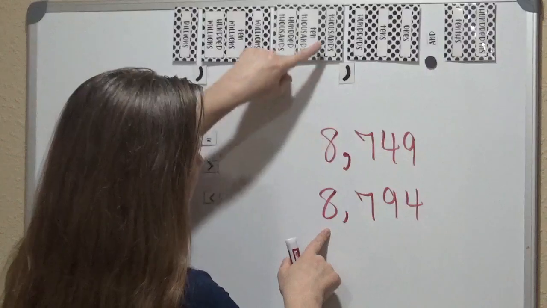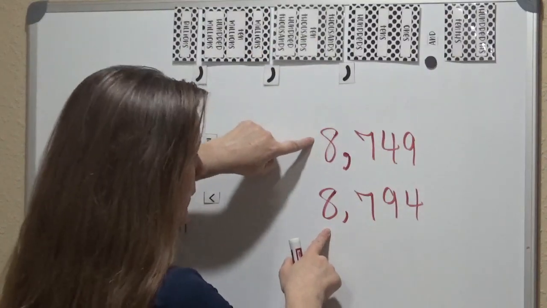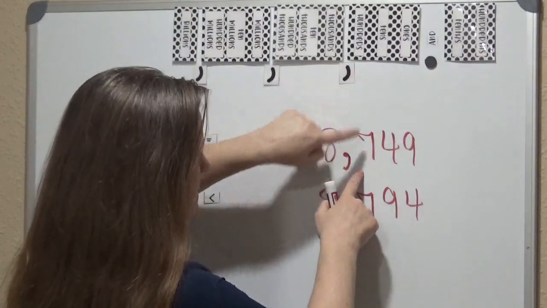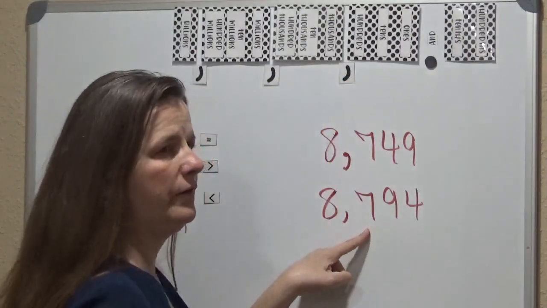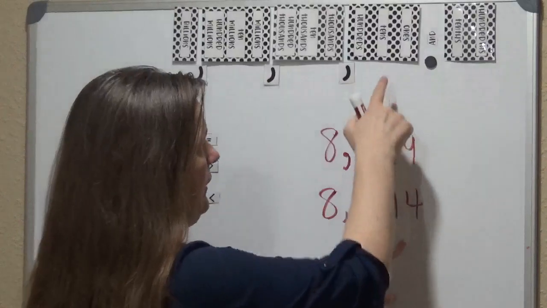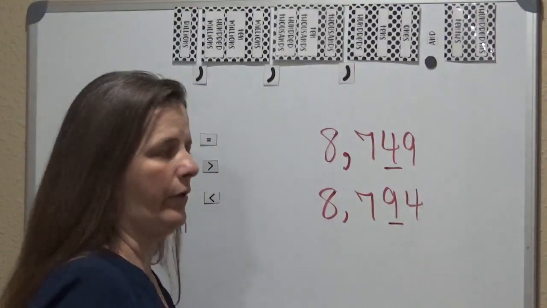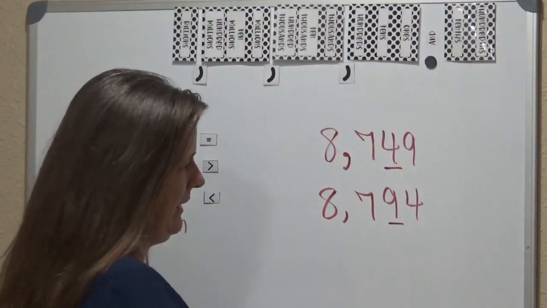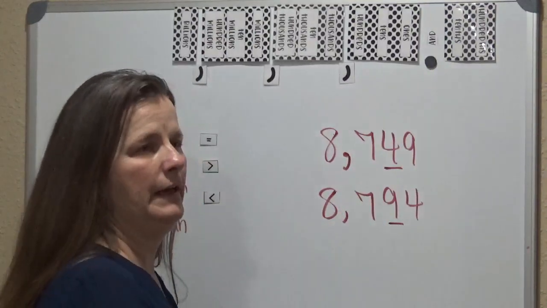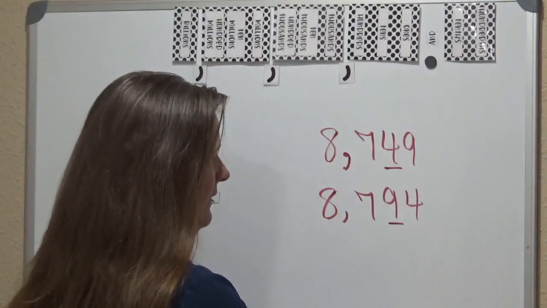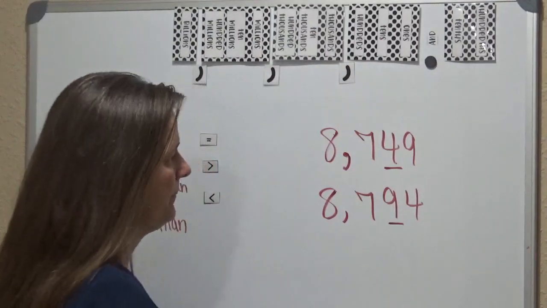Okay, 8 and 8, they're in the thousand spot, so that's the same amount. The hundreds, 700s and 700s, that's the same amount. Now when you get to the tens, it changes. You have to look at which one is greater, the 9 tens or the 4 tens. And as you can see, we know that the 9 tens is greater.